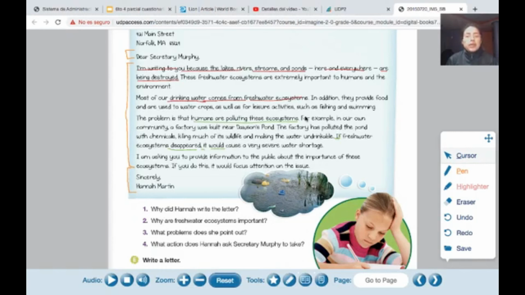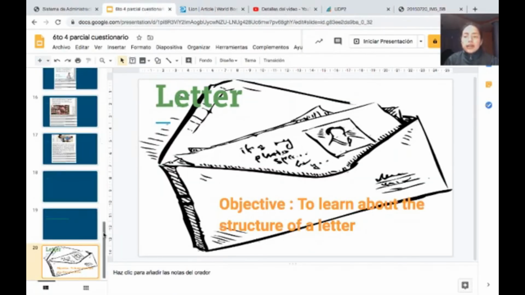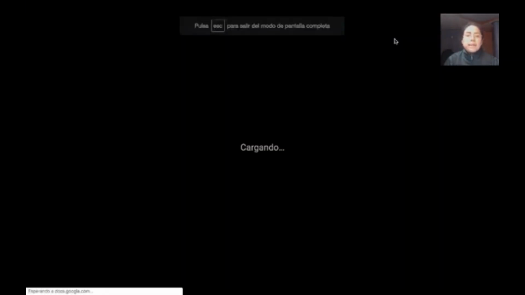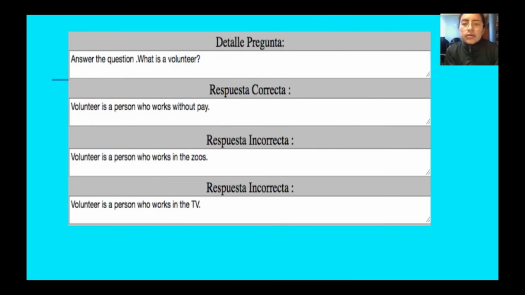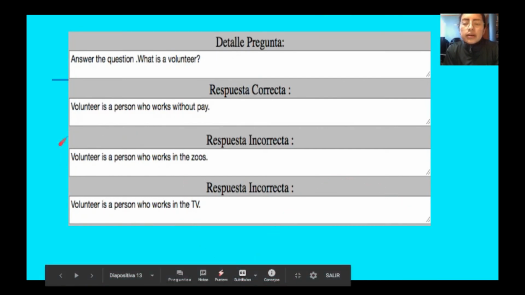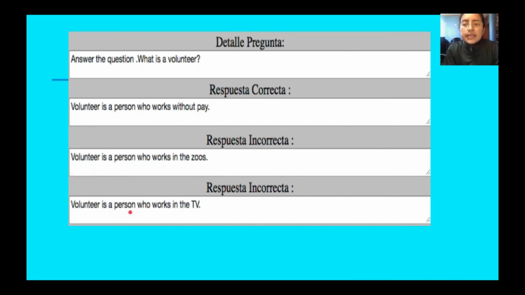Now, let's continue with your questionnaire. Please open your notebook. Okay, let's start with your questionnaire. Okay, answer the question. What is a volunteer? A volunteer is a person who works without pay. Or a volunteer is a person who works in the zoo. Or a volunteer is a person who works in the TV. What is the correct answer? Number 1. A volunteer is a person who works without pay. Una persona que trabaja sin salario, exacto, o sin paga.